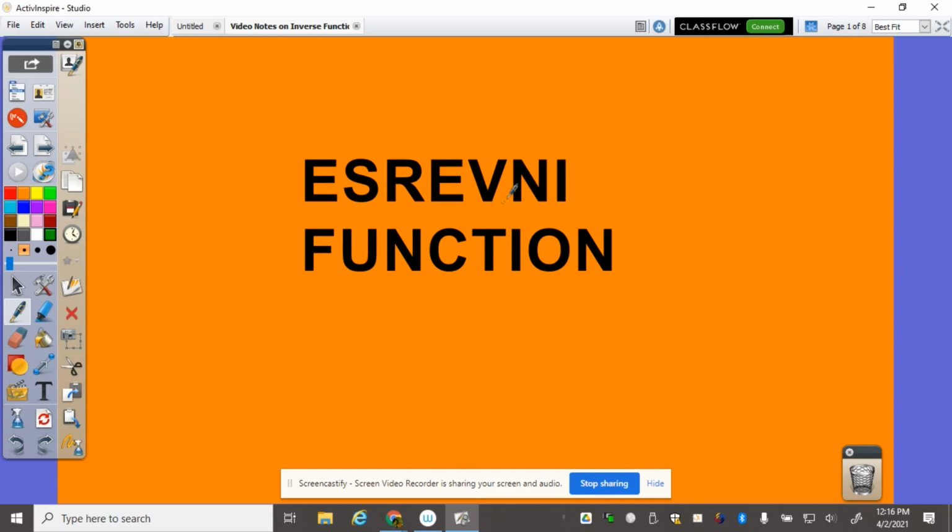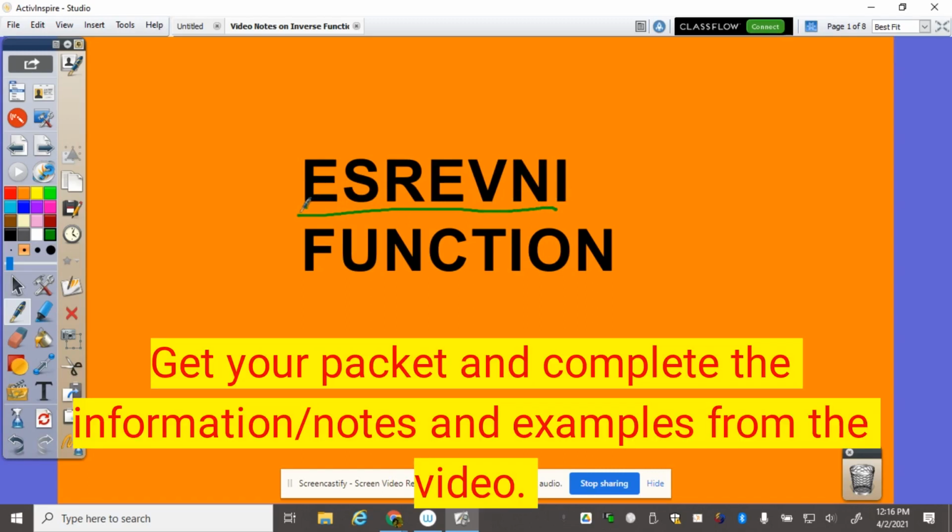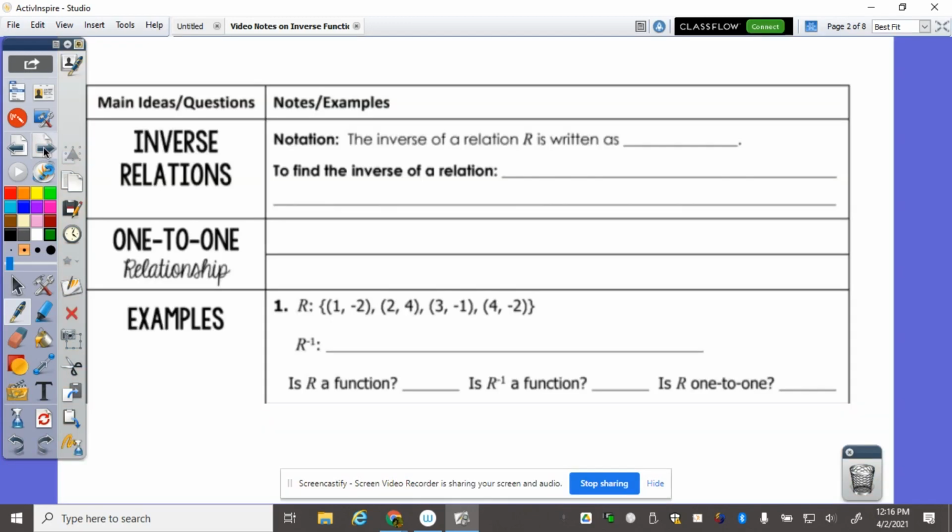About inverse function. Inverse function. Okay, we say inverse is the switching of x and y. Make sure you guys have your notes or your packet so we can complete this. So let's go ahead now.